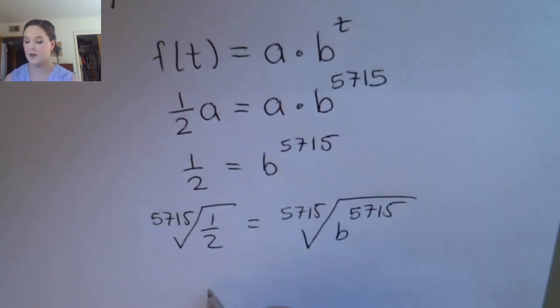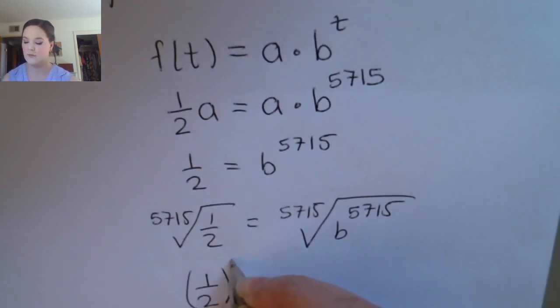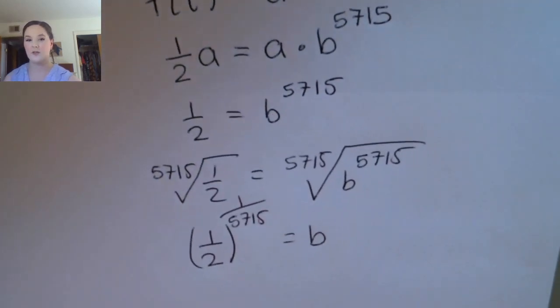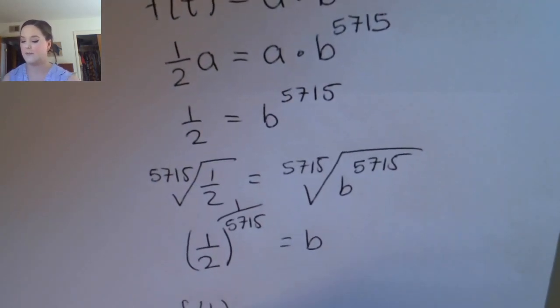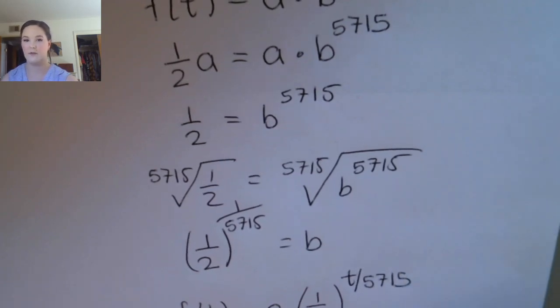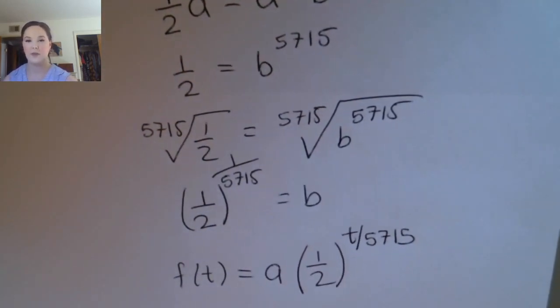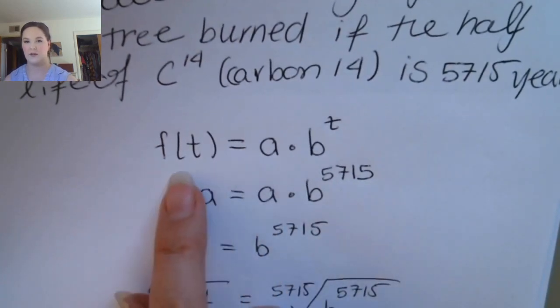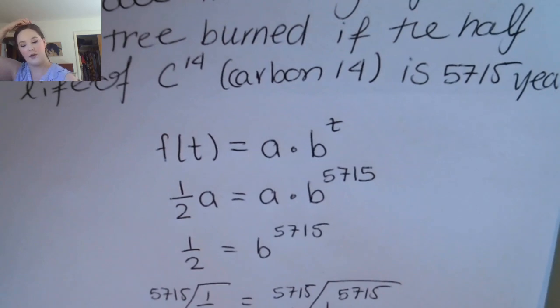So again, I'm going to write this in exponential form. And over here, this simplifies to b. So this leaves me with my equation, 1/2 to the t over 5,715. You can see that we're just plugging this value of b into this equation here. All right. So then how long is something that has 65%?